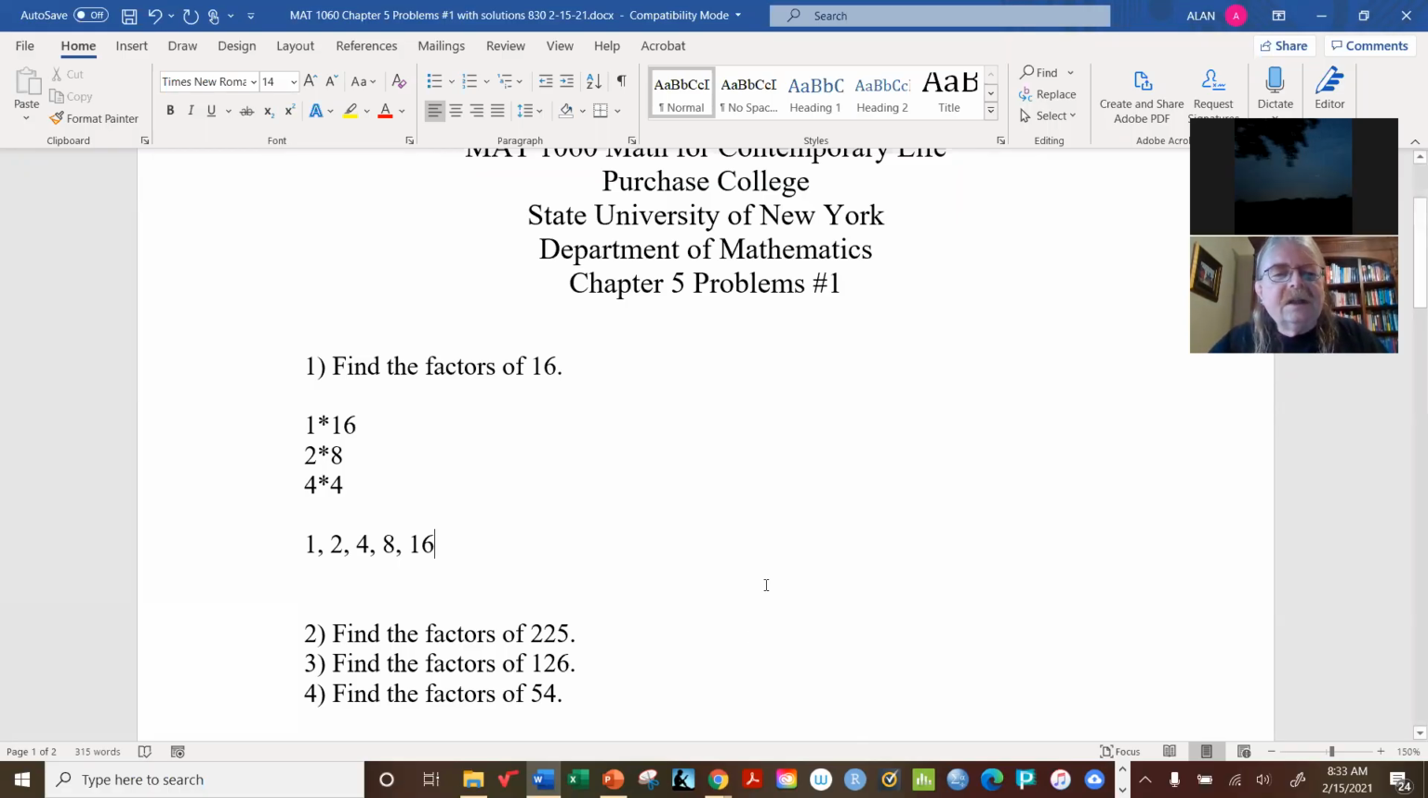Excellent. All right, that's all I had to do for that one. Now remember, these are not the prime factors, by the way. These are just all the factors, prime or not. So if it wants prime factors, it'll specifically say that.